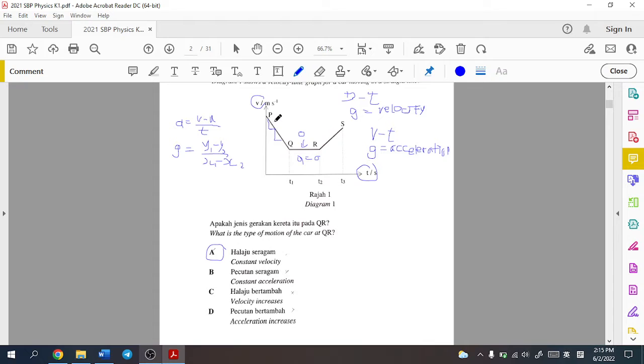Okay, you can see the gradient is constant. The steepness for these parts and these parts is the same. So if this is constant acceleration, this one should be constant deceleration. You can see the velocity is decreasing. This is deceleration. And here, the steepness is the same, but the velocity is increasing. So this is constant acceleration. And the velocity increases. This is also for this one. And the acceleration increases.